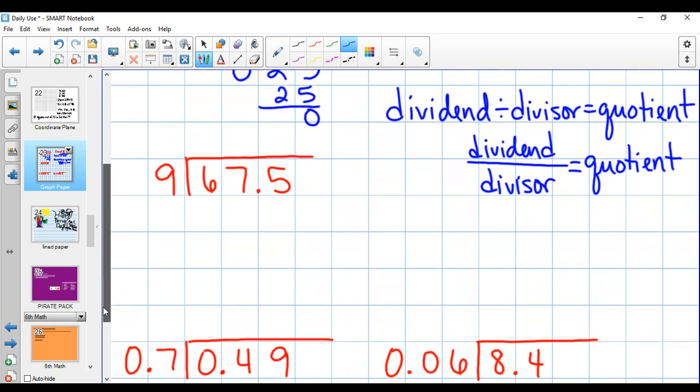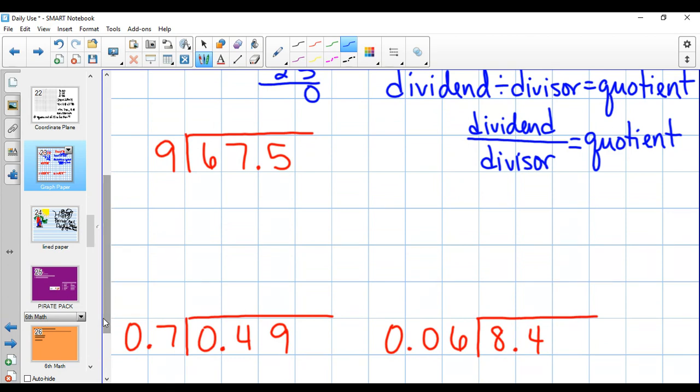Okay. The next problem we're going to do, 67.5 or 67 5/10 divided by 9. Again, my first step is going to be to move the decimal straight up into the quotient. 9 will go into 67 7 times. 7 times 9 is 63. Subtract, 7 minus 3 is 4.